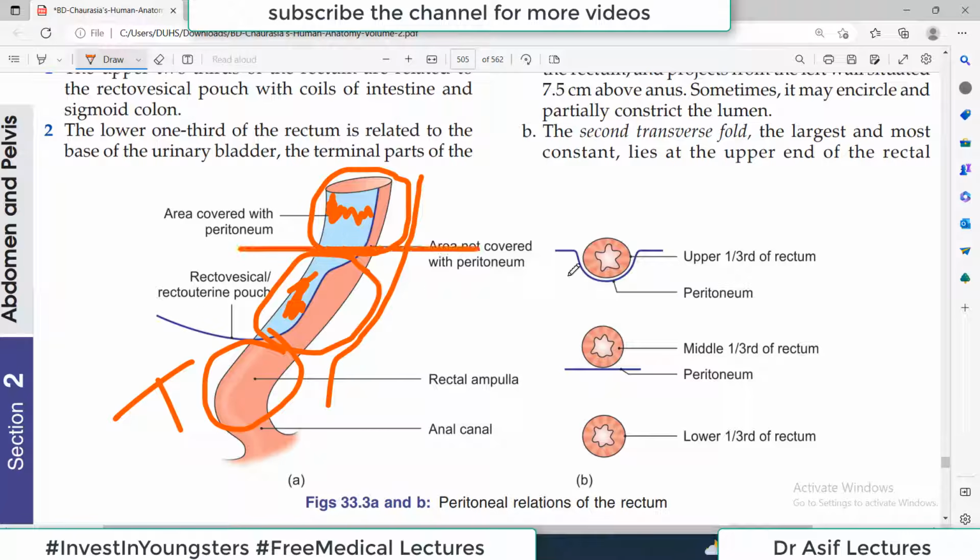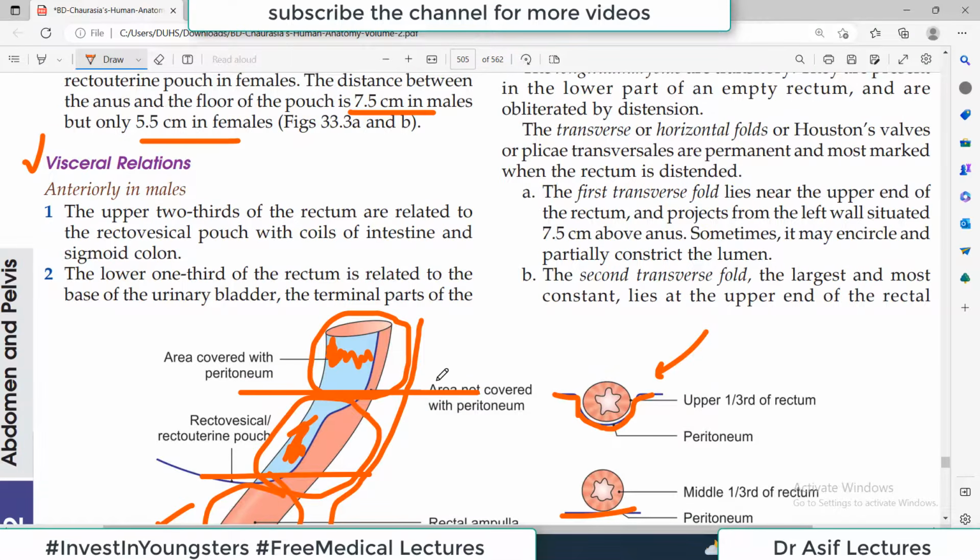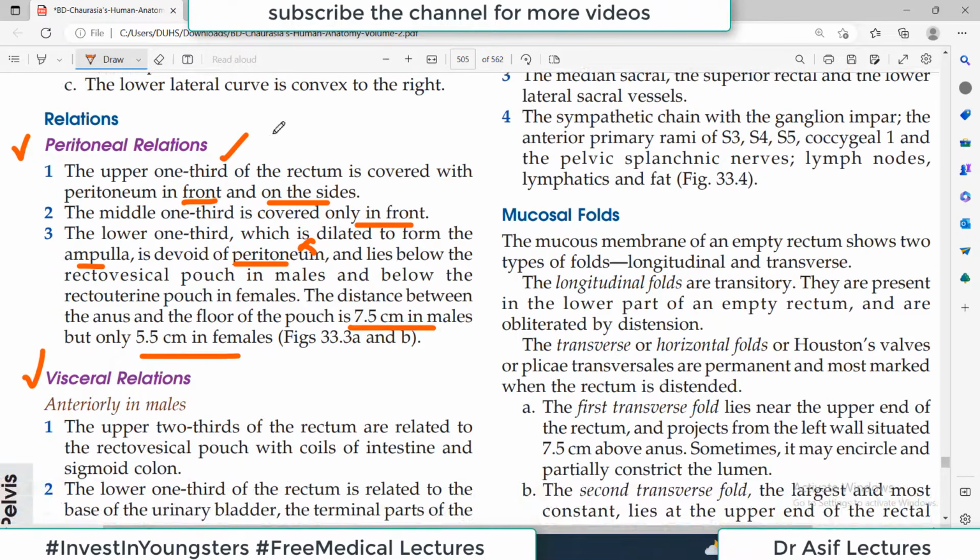And if we make sections from here and from here, this section is representing the upper third, which has peritoneum in the front as well as on the side. This is the middle third, which has peritoneum only in the front, not on the side. And this is the lower third of the rectum, which has no peritoneum at all. Okay? So these are the peritoneal relations.